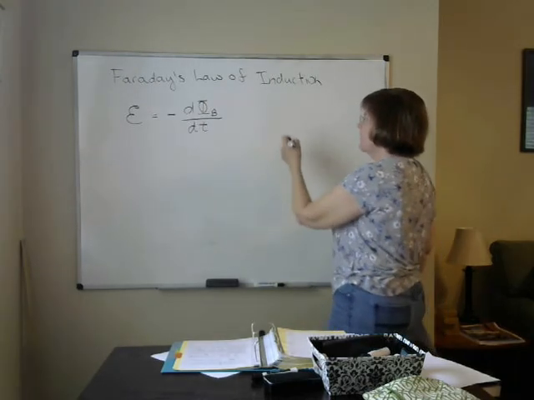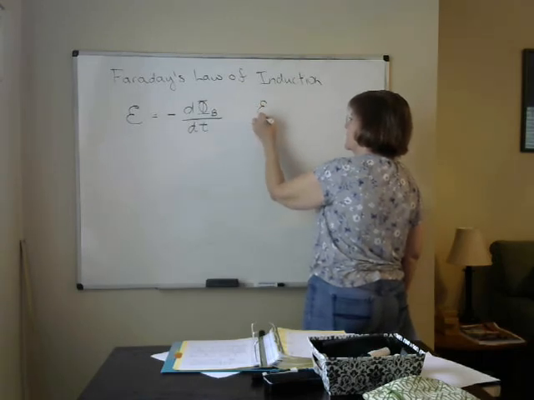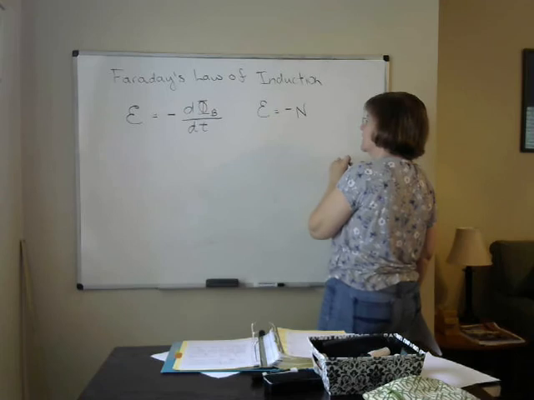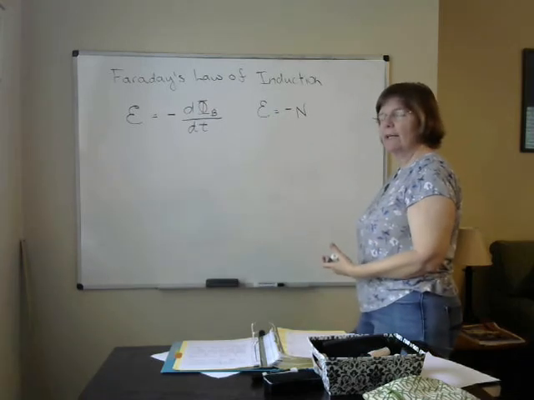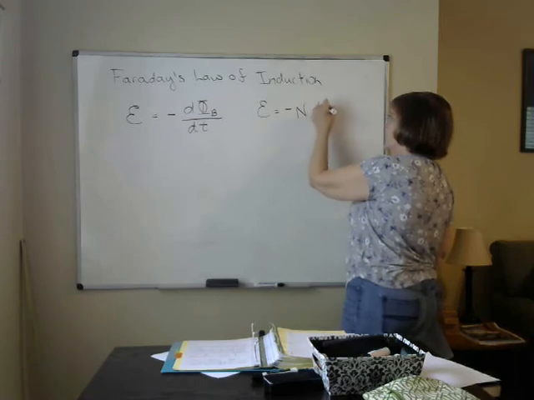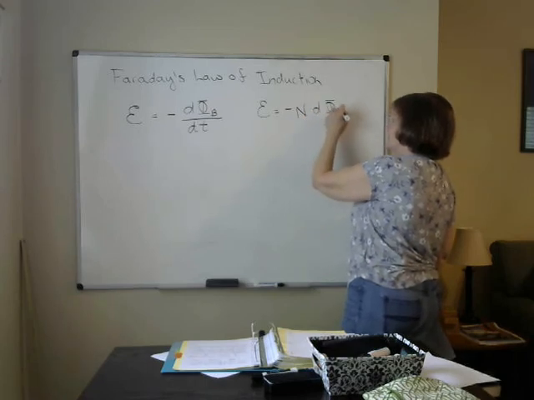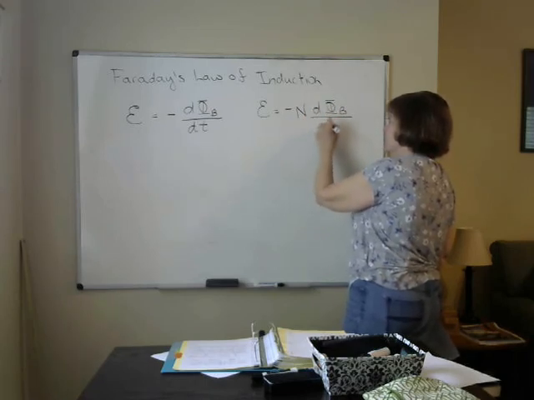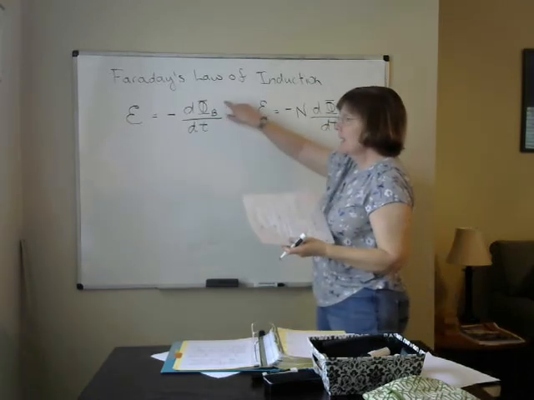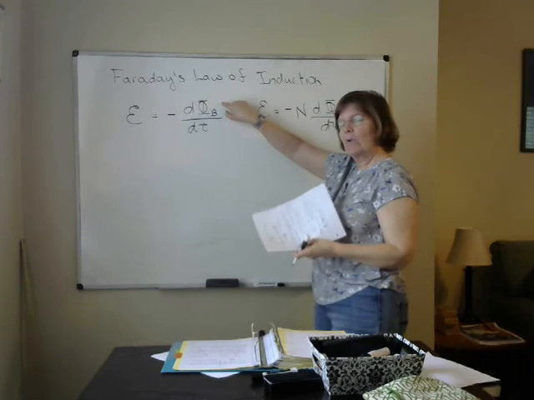Now, if you happen to have multiple loops, then we need to multiply that by big N for the number of loops. If it's 10 loops, we'll multiply the induced EMF by 10, and then the derivative of the flux with respect to time. Okay? This flux has to be a time varying quantity.